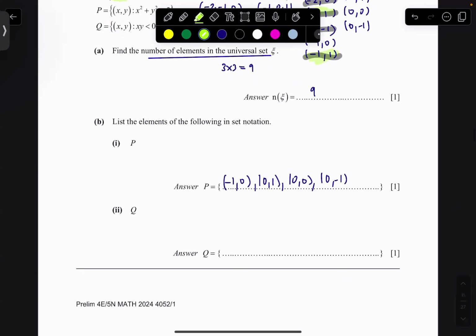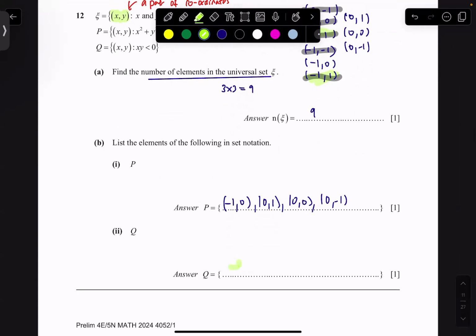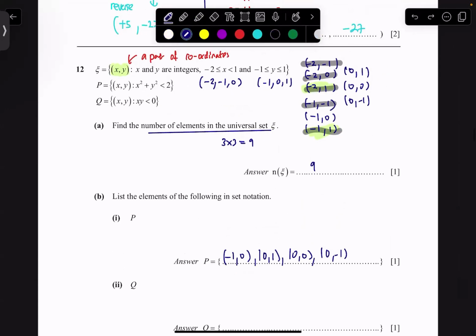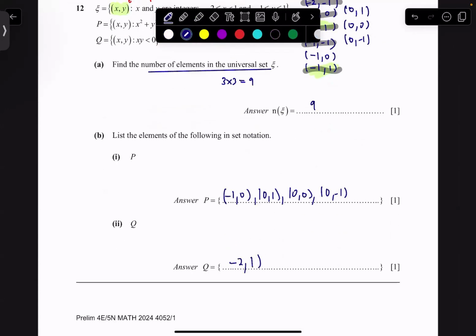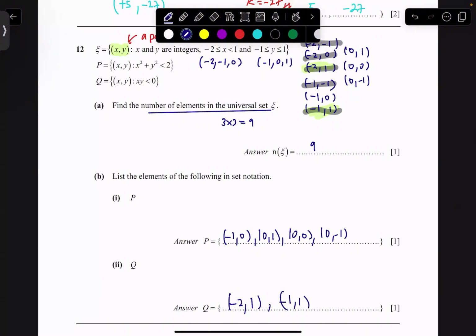Okay, so we have negative 1, 0. Oh, sorry, negative 2, 1. Negative 2, 1, and negative 1, 1. Right, 2 elements. Okay.